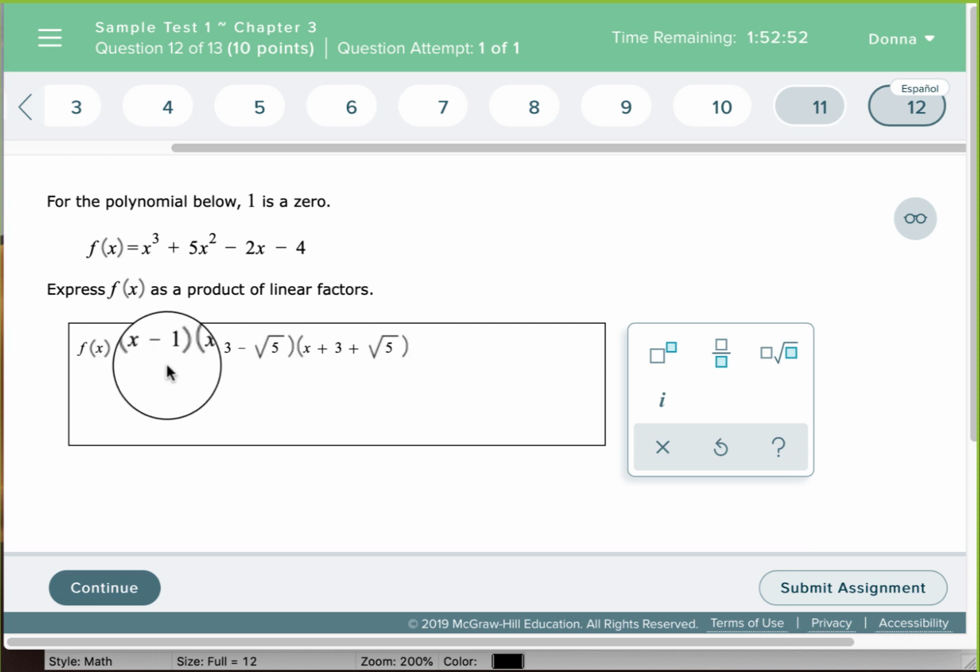So those are the linear factors. I will stop now and I will do another movie on problem number 13.